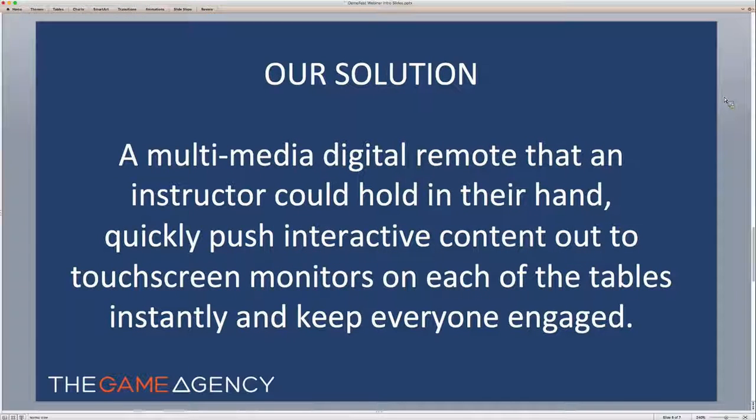So we call this our multimedia digital remote, and the instructor could literally hold it in their hands, and with the swipe of a finger, they could push any content they wanted to any or all tables. They could decide where they wanted to go and keep people engaged on an ongoing basis. Eric's going to walk you through the platform right now.